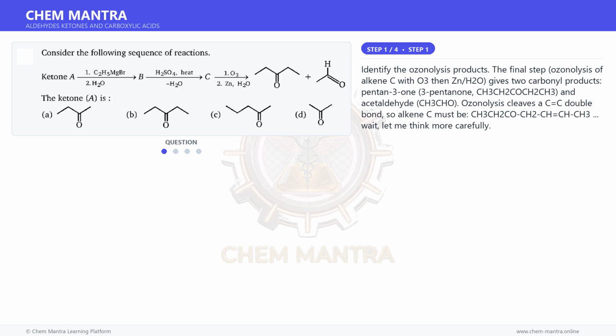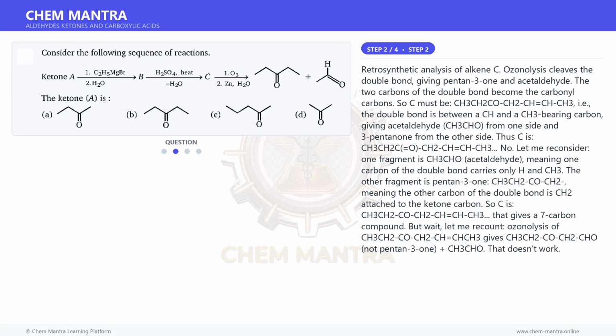Identify the ozonolysis products. The final step, ozonolysis of alkene C with O3 then Zn/H2O, gives two carbonyl products: pentan-3-one, CH3CH2COCH2CH3, and acetaldehyde, CH3CHO. Ozonolysis cleaves a C=C double bond, so alkene C must be CH3CH2CH2CH=CH3. Wait, let me think more carefully.